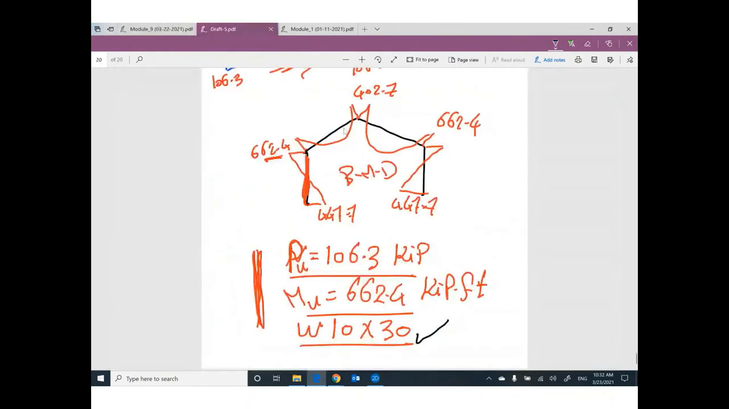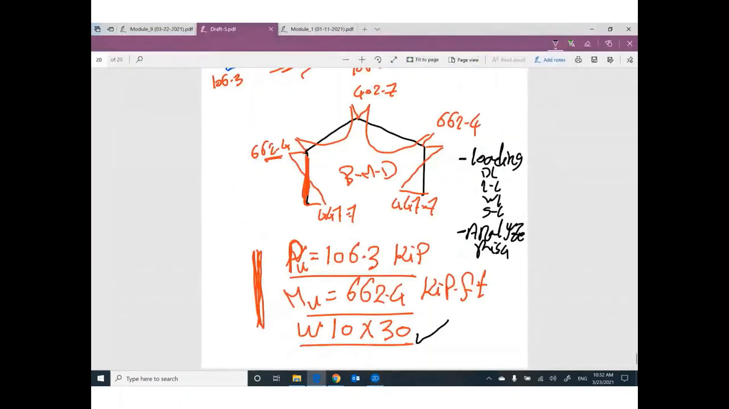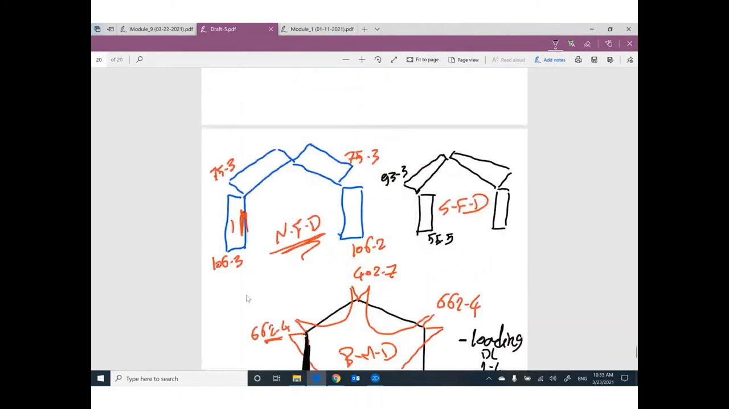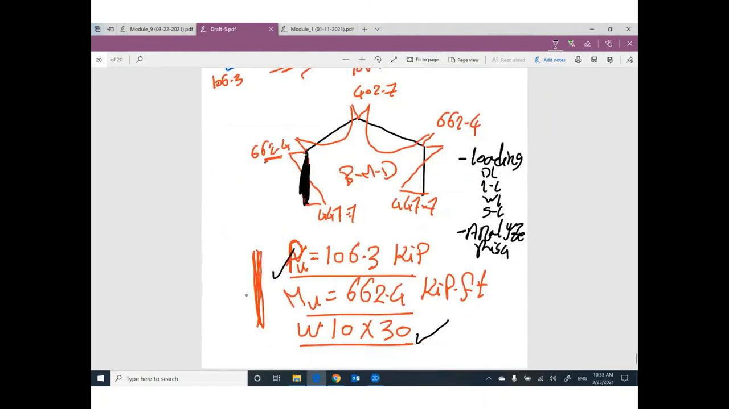So guys, if I ask you to design a frame, we have steps. First step, what are the loading values? Dead load, live load, wind load, snow load. Second step, analyze using RISA to give me the axial force, shear force, bending moment for any member. For example, I covered this member and I found P ultimate equal 106.3. And I found the maximum moment equal 662.4. So I can design this member based on beam column member.